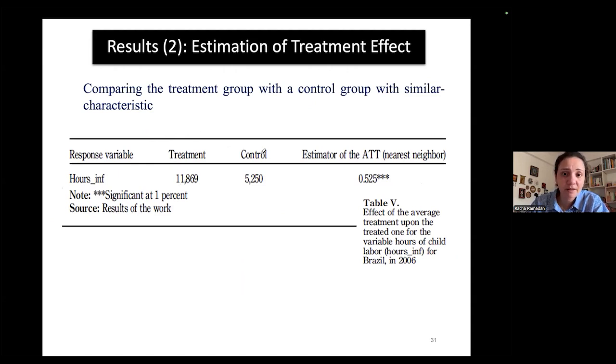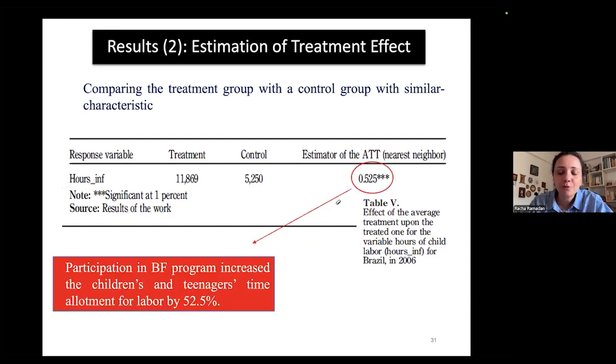So you have the number of individuals in the treatment group and in the control group. Your variable of interest is the hours worked by children. And here you see that the average treatment effect is 0.525, which means that, unfortunately, being part of the Bolsa Familia program increased the number of working hours of the children, which means that, yes, Bolsa Familia may have positive impacts on other indicators, but there is no positive impact on reducing child labor.